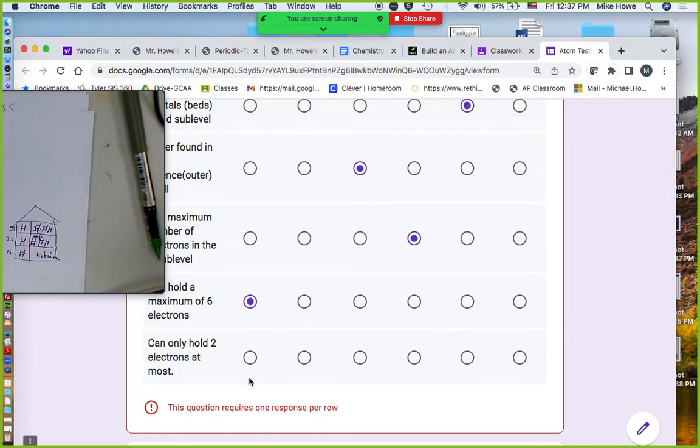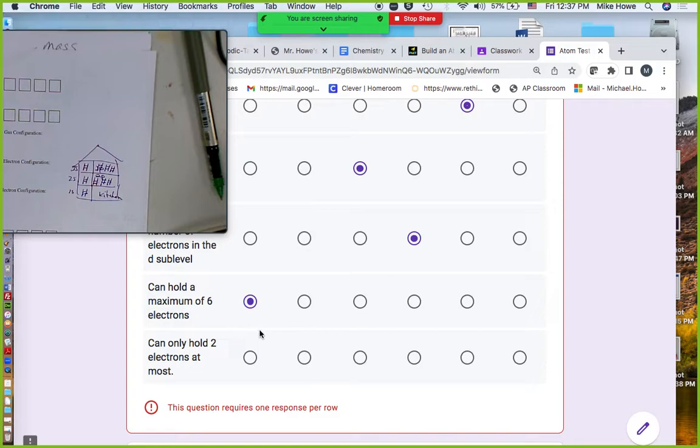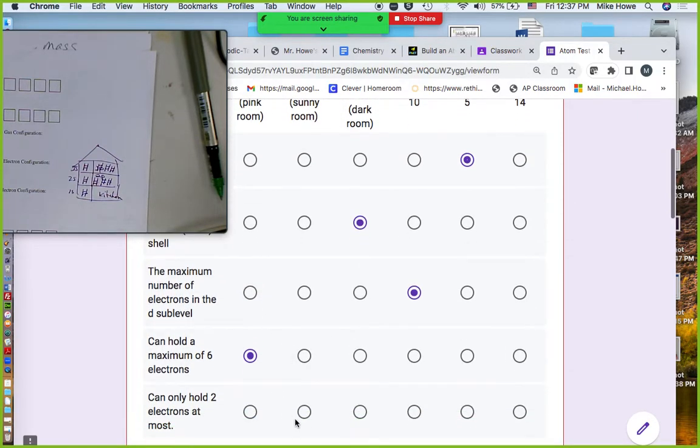Can only hold 2 electrons at most. 2 electrons at most would be the S sublevel. So any of these S's only have 1 bed. One bed only holds 2 electrons. So that would be the S sublevel. The sunny room, that'd be that one.